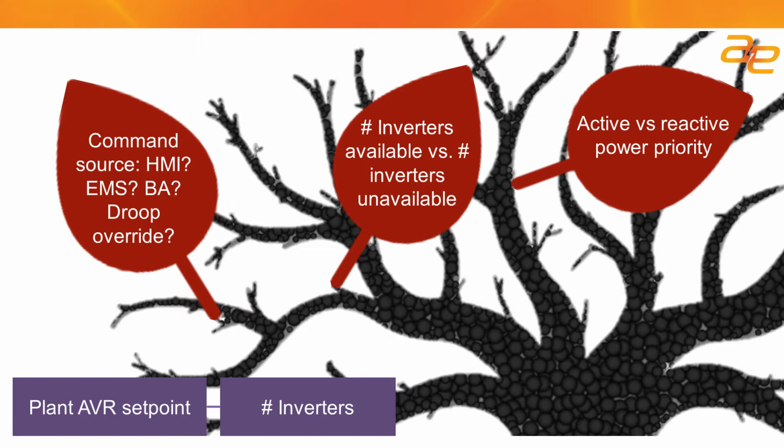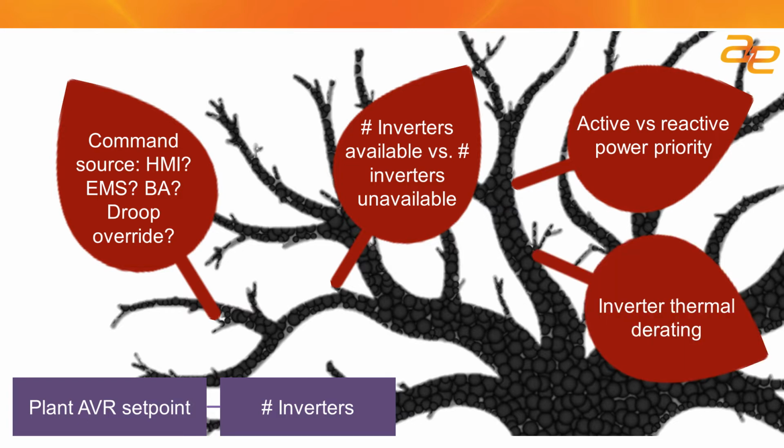VARs are more important than active power from a grid stability standpoint. Even though you're probably not getting paid for VARs, you are required by the interconnection agreement to be able to support the VAR requirements where the site is running, and that is more important than delivering power. So for inverters, reactive power priority is the norm.